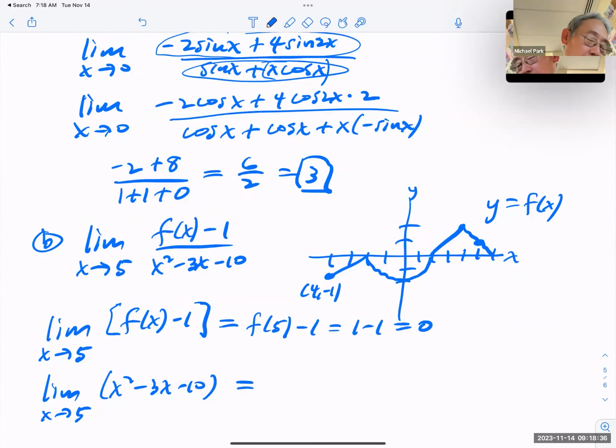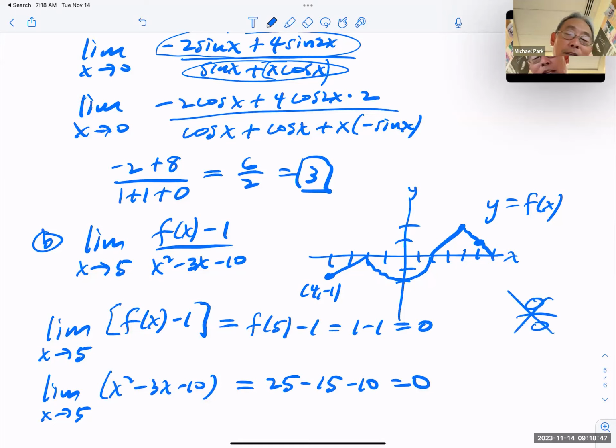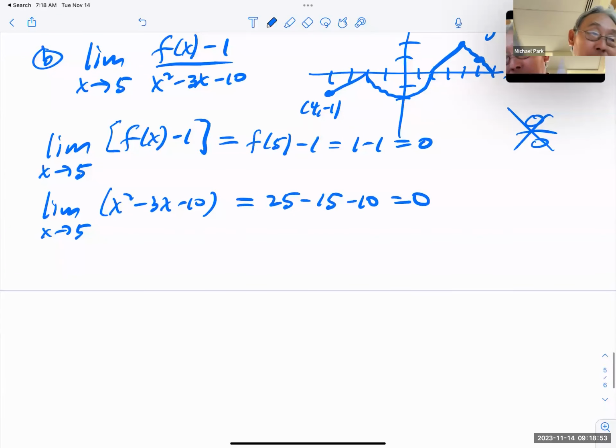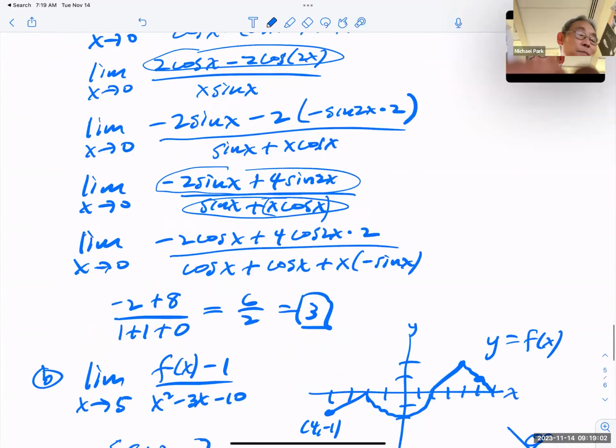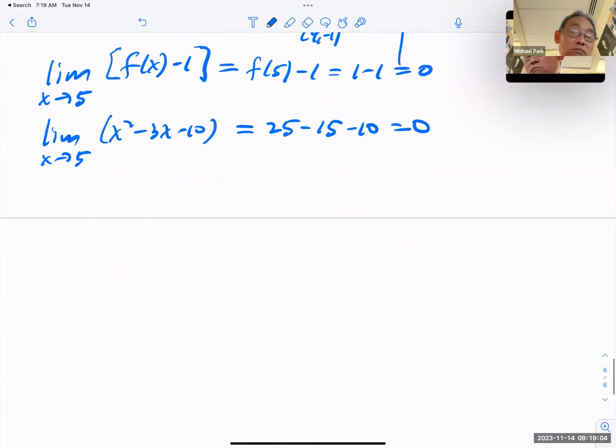And then for this other limit, you plug in the number, you get 25 minus 15 minus 10, which is 0. See, they don't want you to write 0 over 0 because that's undefined. They want you to work with the numerator and denominator separately, which I don't like. I don't like a lot of things, but we just have to do it if we want to get points. Of course, if this is a multiple choice question, then they don't care. You just have to pick out the right answer.